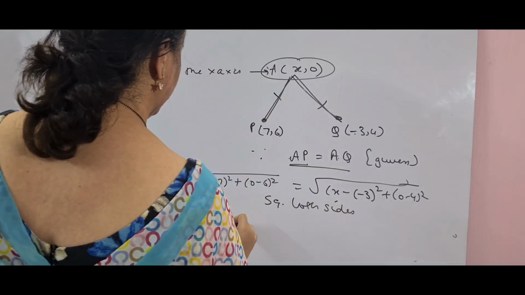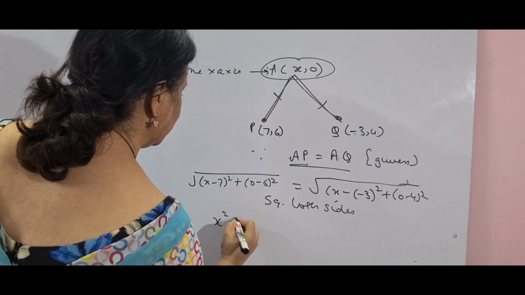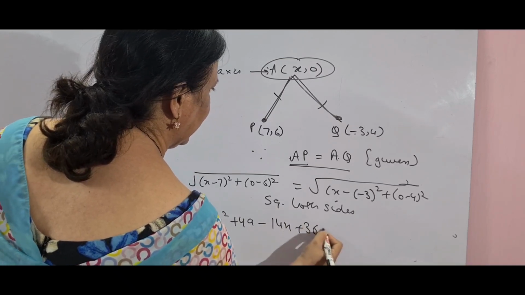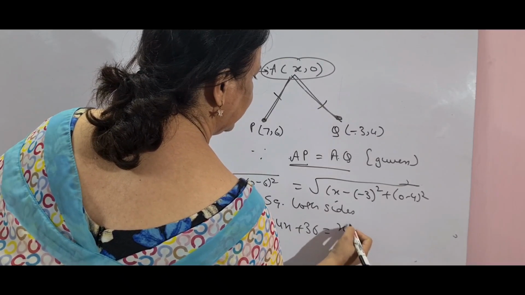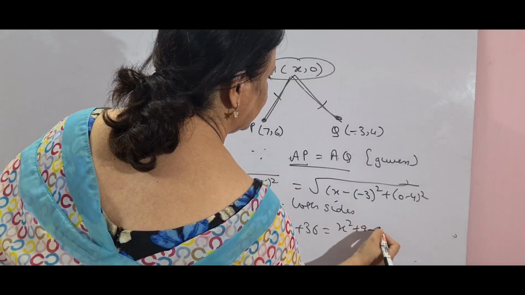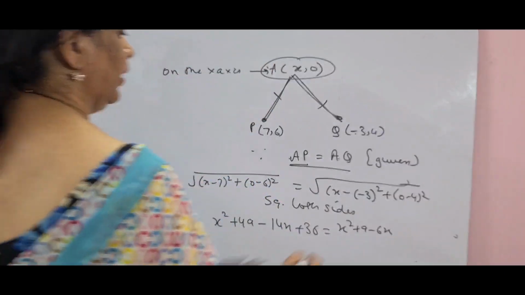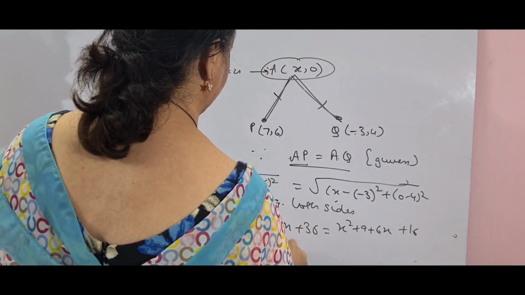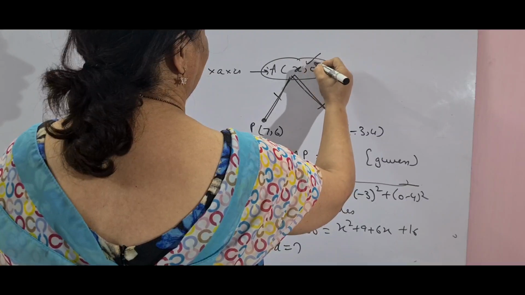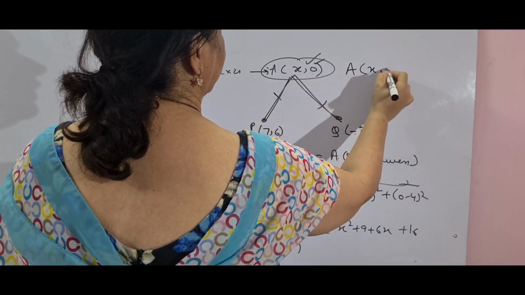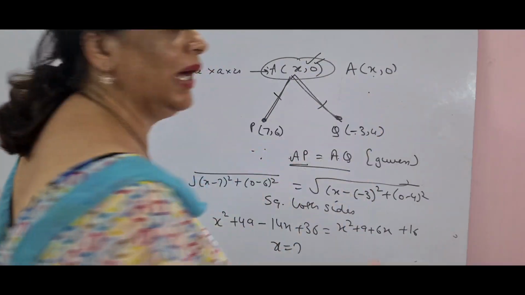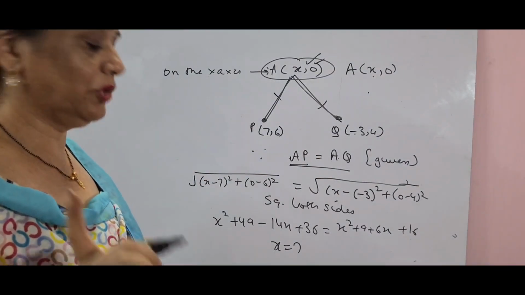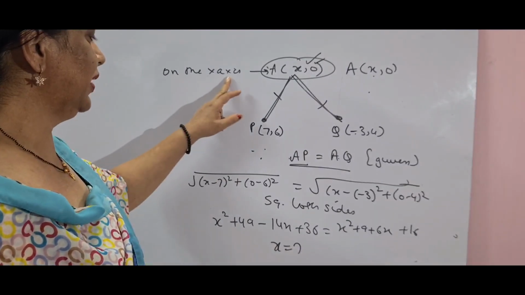So this is x square plus 49 minus 14x plus 36, and again x plus 3, so x square plus 9 minus 6x plus 16, and you can solve it to get the value of x. Two answers will come, and they will be x comma 0, the first answer and the second answer. Children, you have to write both the answers in ordered form. So I hope you understood. This was the point on the x-axis.